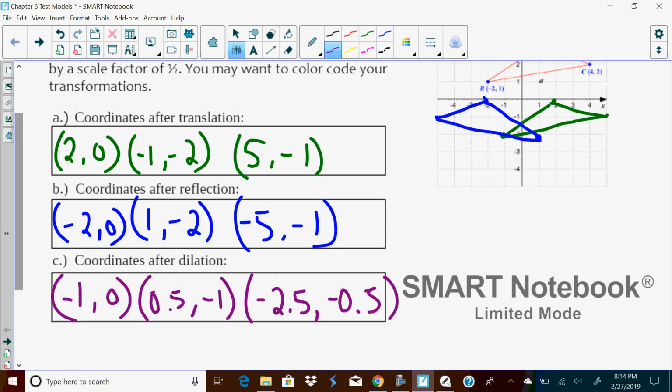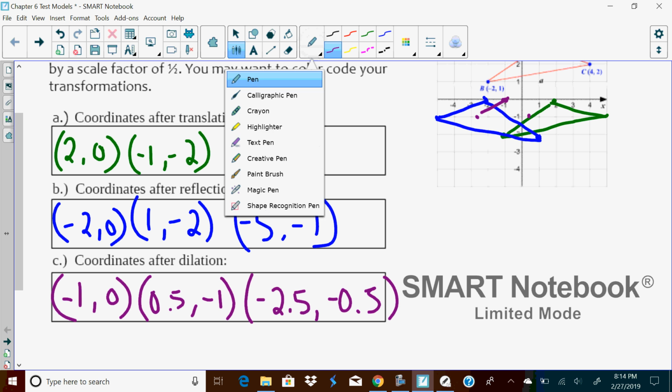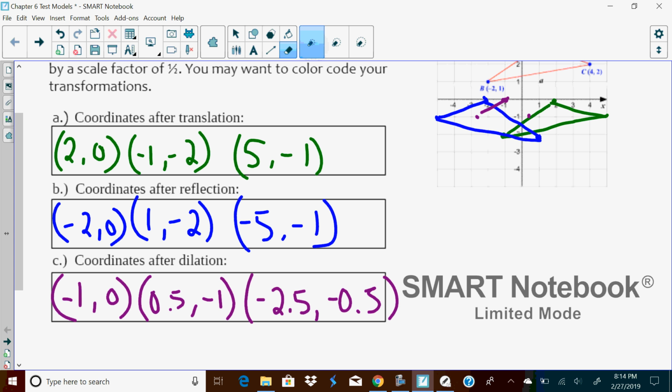So on my graph, -1, 0, 0.5, -1, -2.5, -0.5. And there's my new one.